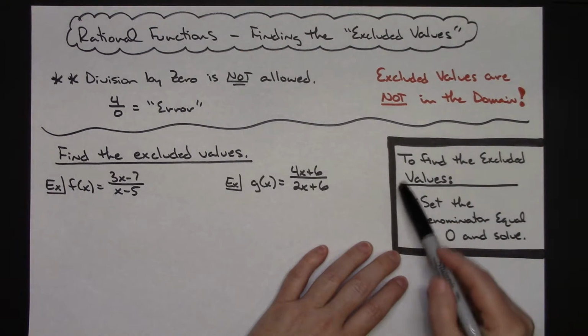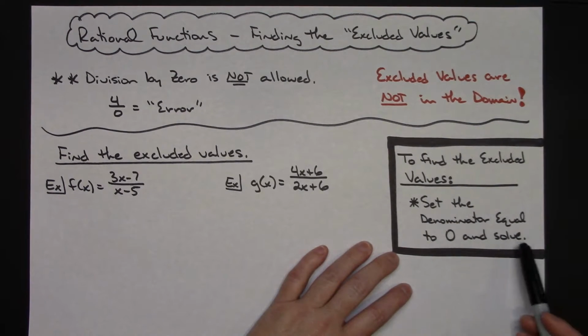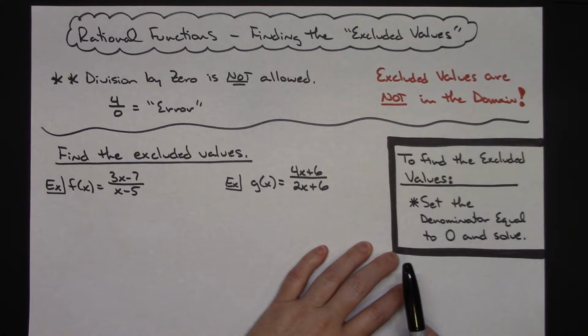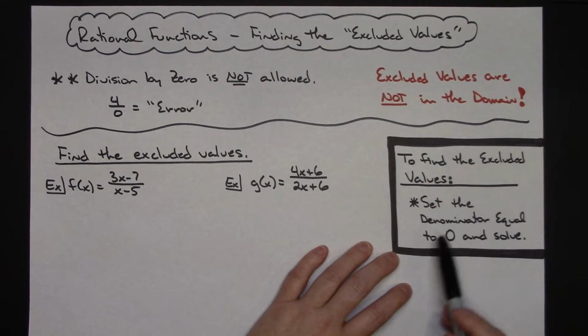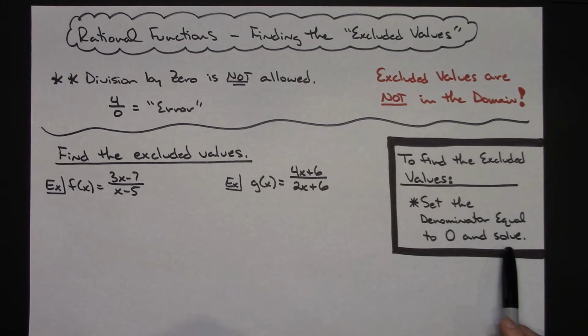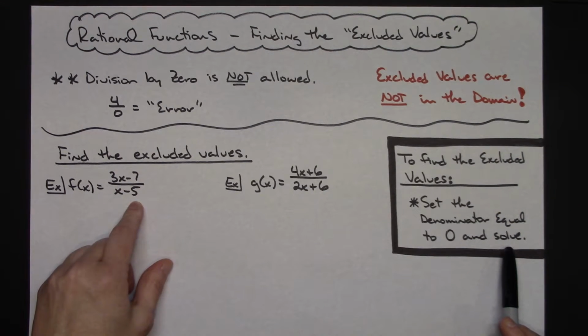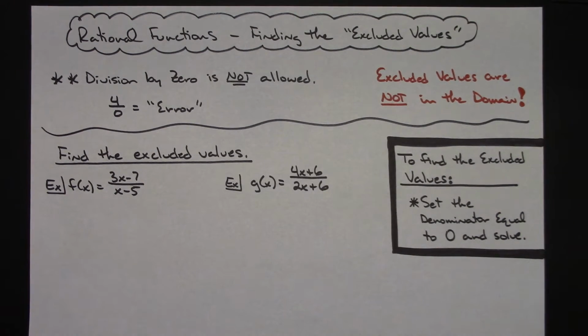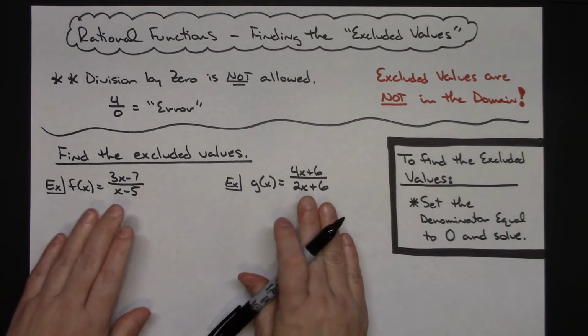Over here in the little box I've summarized your method for finding excluded values when you have a rational function. If you've got a rational function, then all you need to do is set the denominator equal to 0 and solve. Because then that number, if you plugged it back in, would make that denominator 0, which we cannot have, so that would be our excluded values. So I thought I'd work out a couple examples here.